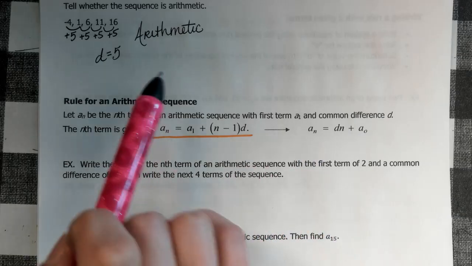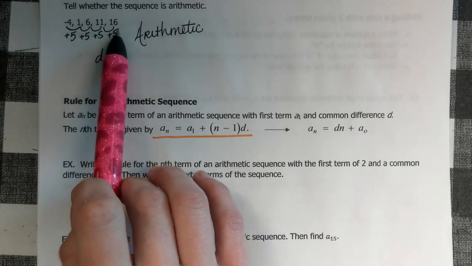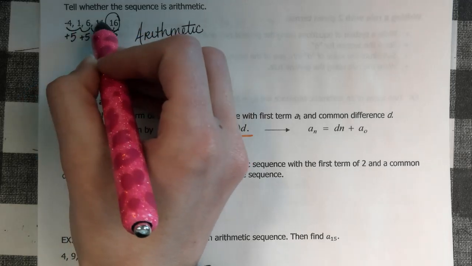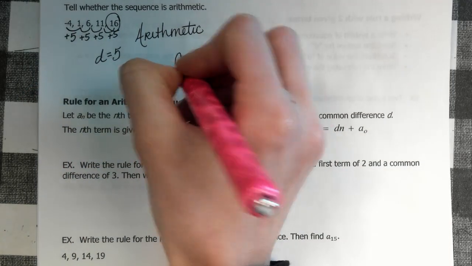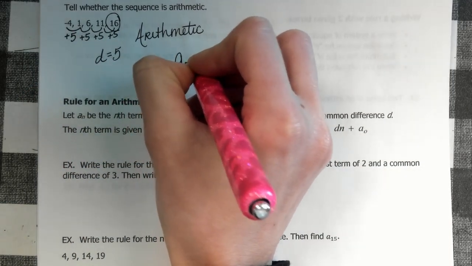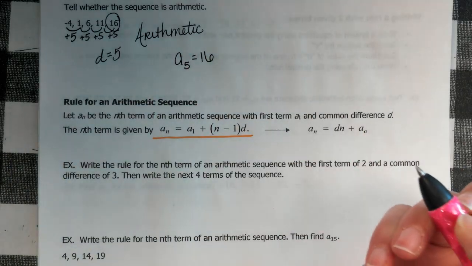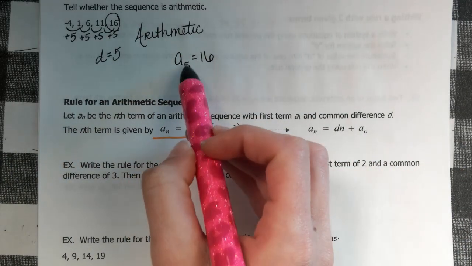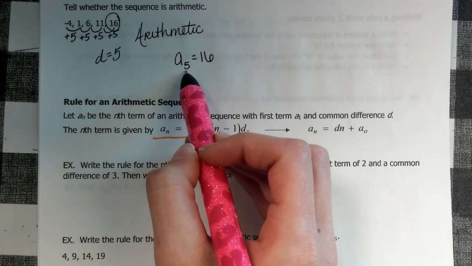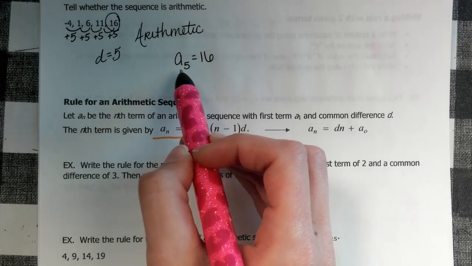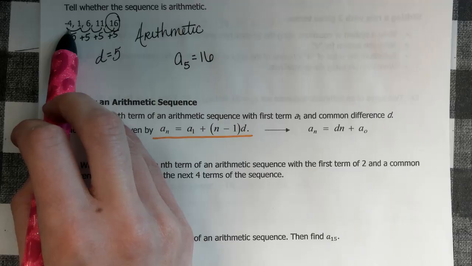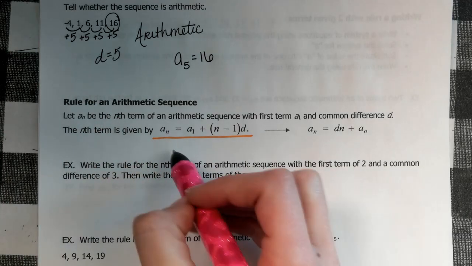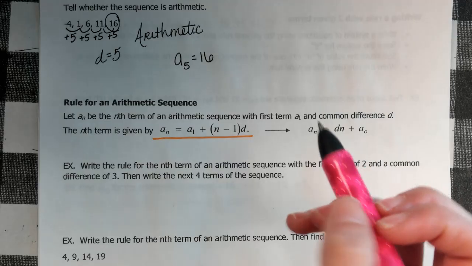If I just use this for example, this 16 is the 1, 2, 3, 4, 5th term. So I could say A5 is 16. That n could be any number, and A5 is just telling me it's the 5th number in the sequence. My A1 would be -4. Just for reference of what those variables mean.